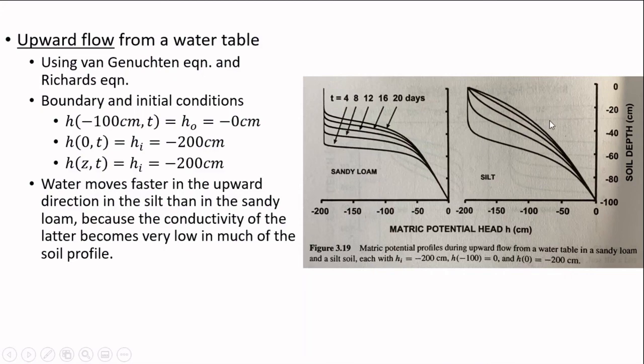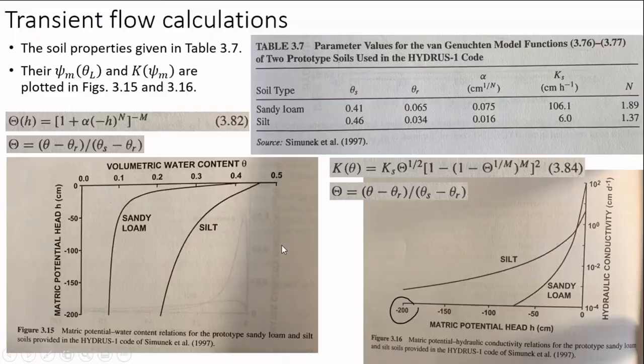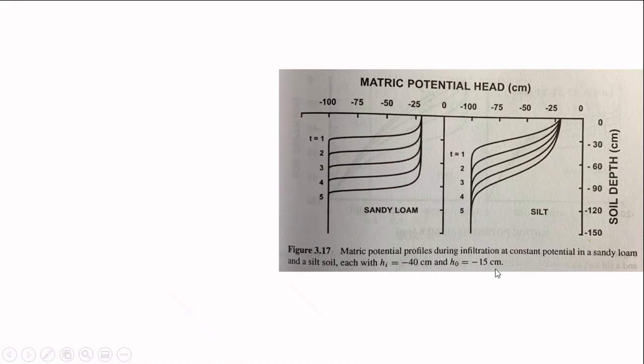Okay, the water moves faster in the silt than in the sandy loam, because the hydraulic conductivity of the sand becomes very low in much of the soil profile. If you look at the soil profile, the hydraulic conductivity is high initially at low matric suction, but at the other matric suction regions, the sandy loam is very low, and compared to silt loam is a lot higher at different regions.